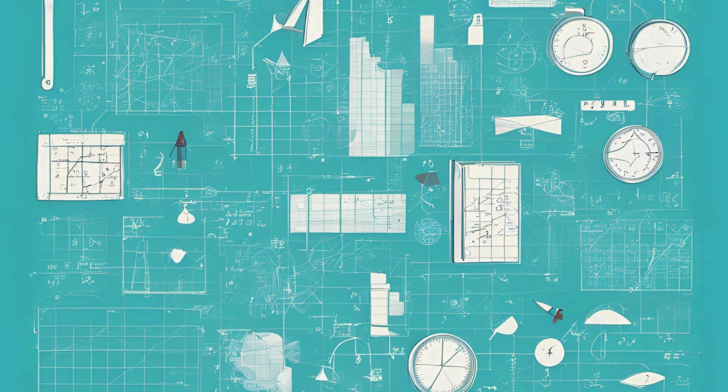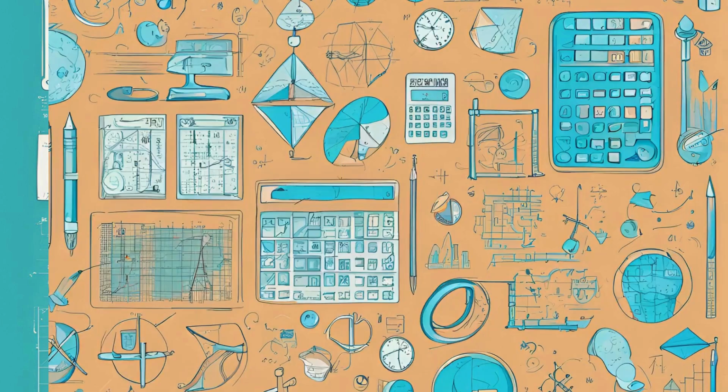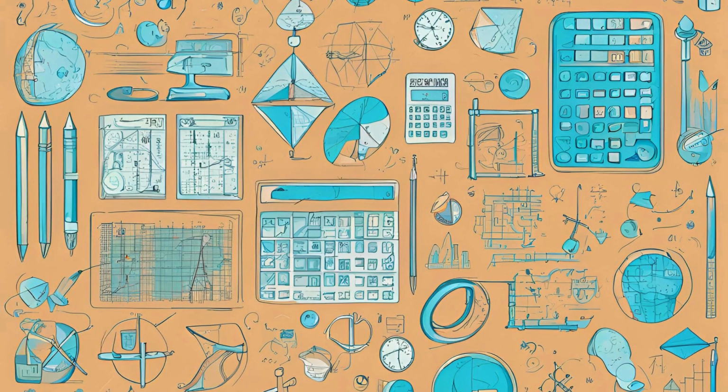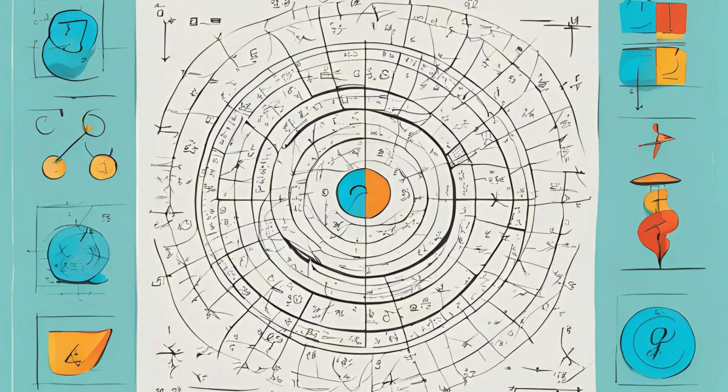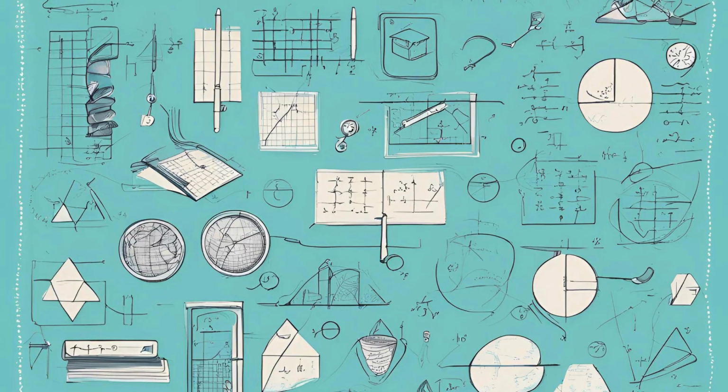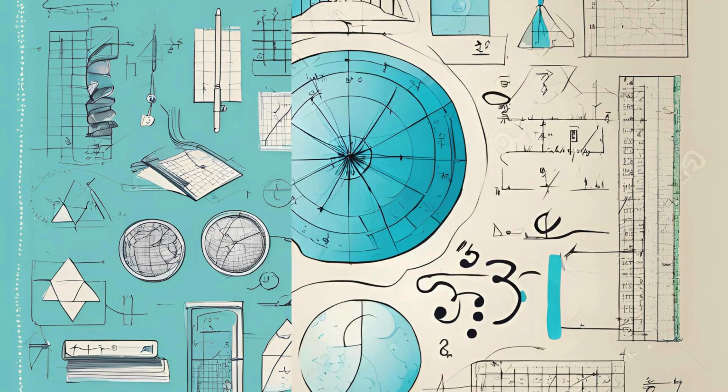So we've talked about 2D shapes and 3D objects. Now let's move on to measuring those shapes. Remember we talked about perimeter, which is the total distance around the outside of a 2D shape. Now let's talk about area, which is the amount of space inside a 2D shape. And volume, which is the amount of space inside a 3D object.